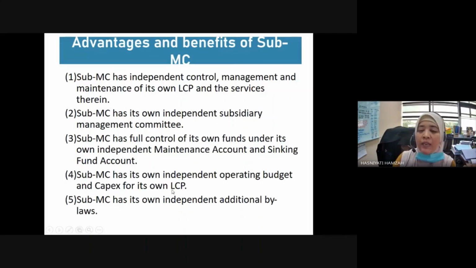And number 5, the sub-MC has its own independent additional bylaws. Mana yang sesuai, for instance, the apartment user just now, they need more bylaws, maybe the voice control kan, noise control during weekends and also during nights kan. So they may add that to their bylaws, but for other users they don't really care about additional noises. So that's why it's good to have sub-MC, because they can control their own bylaws, add to their bylaws or retract, buang certain bylaws yang tak relevant.